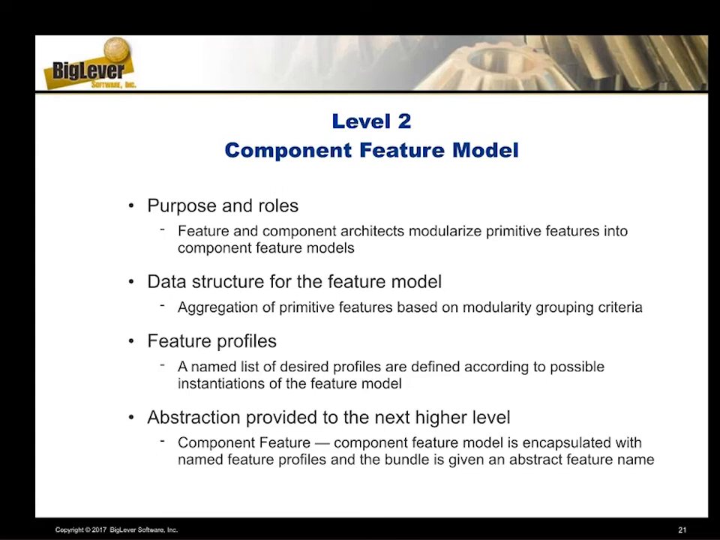You apply separation of concerns criteria. This feature doesn't really have anything to do with that one. I'm going to keep them apart, but oh, these two features are kind of talking about the same thing. I'll clump them together. So at this level, we produce what we call a component feature model, and it is nothing more than the aggregation, many aggregations, of the primitive features. And so the result here then is this set of aggregations.